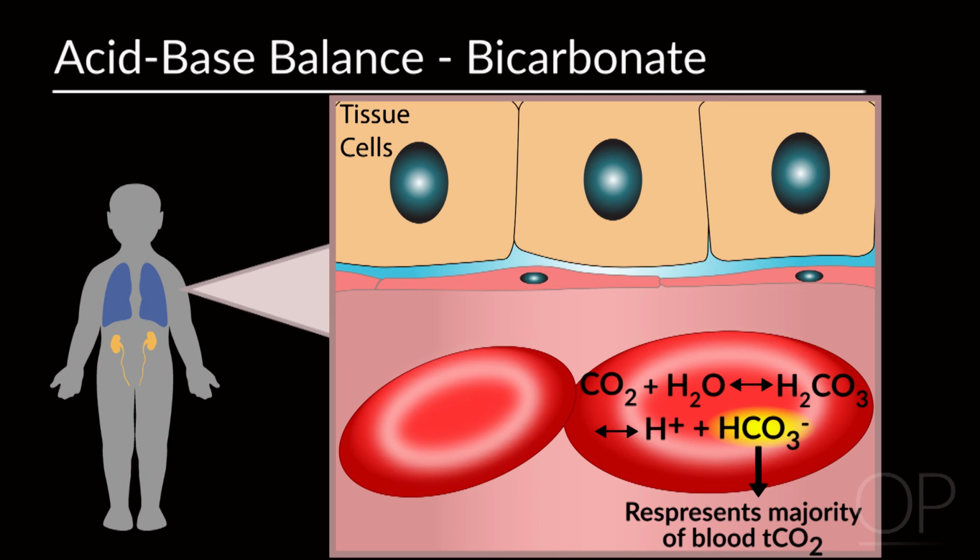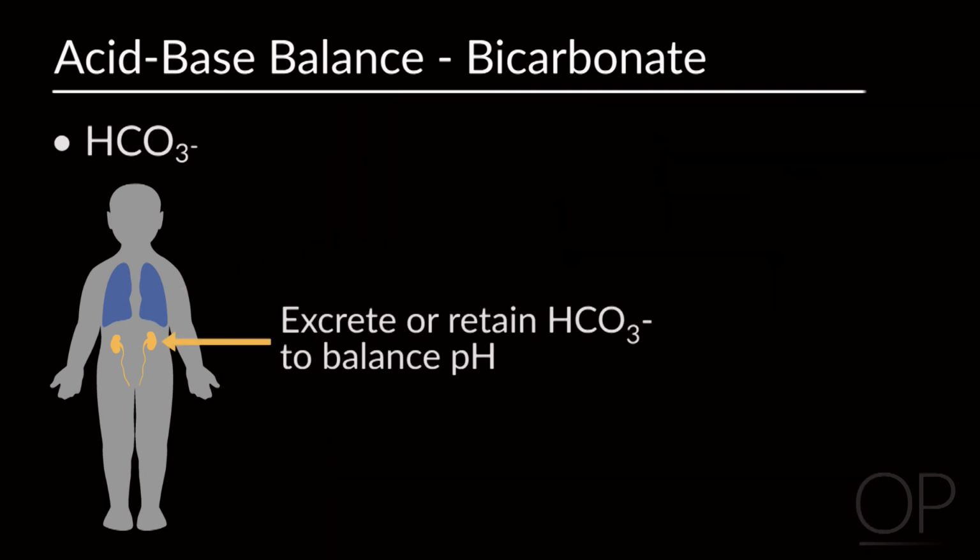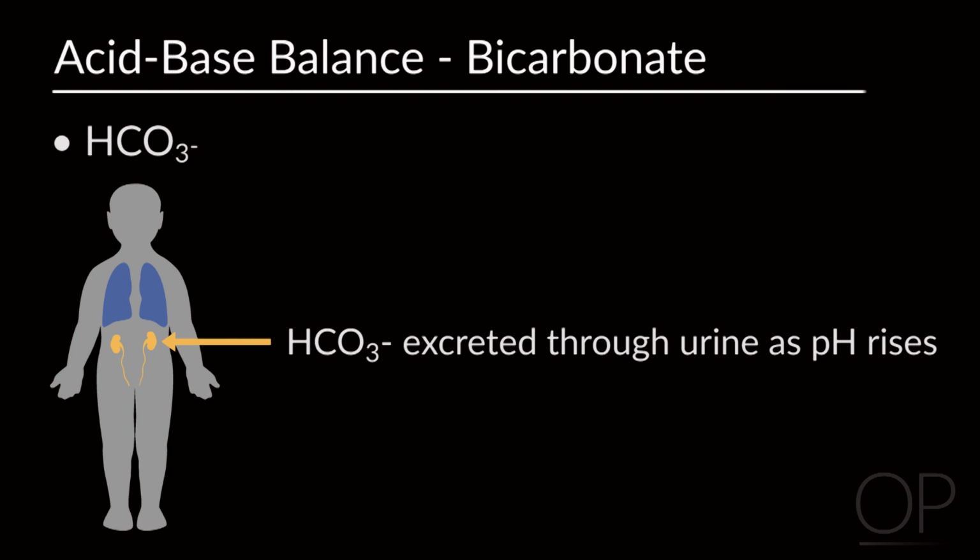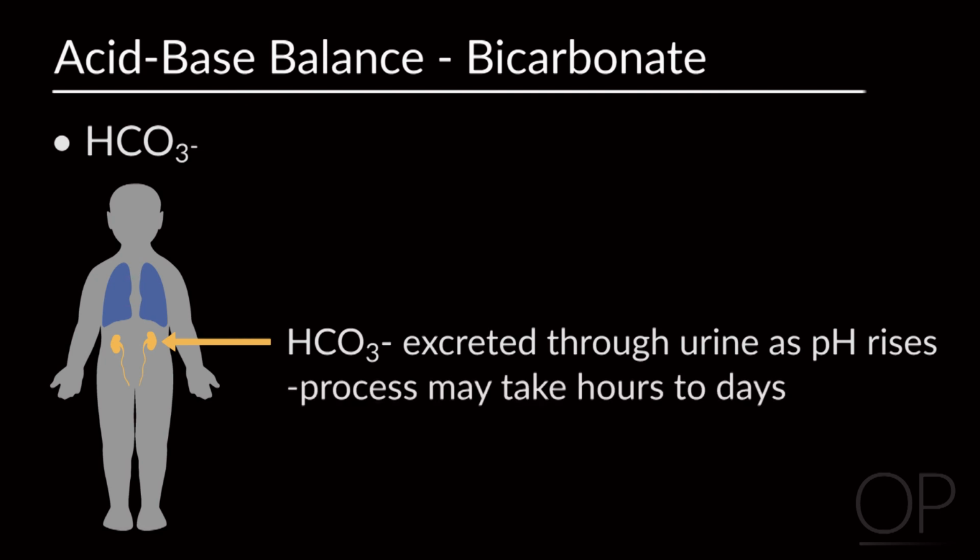In an effort to maintain the pH of the blood within its normal range, the kidneys excrete or retain bicarbonate. As a result, when pH decreases, the kidneys will compensate by retaining bicarbonate, and as the pH rises, the kidneys will excrete bicarbonate through the urine. Although the kidneys provide an excellent means of regulating acid-base balance, the system may take from hours to days to correct the imbalance.